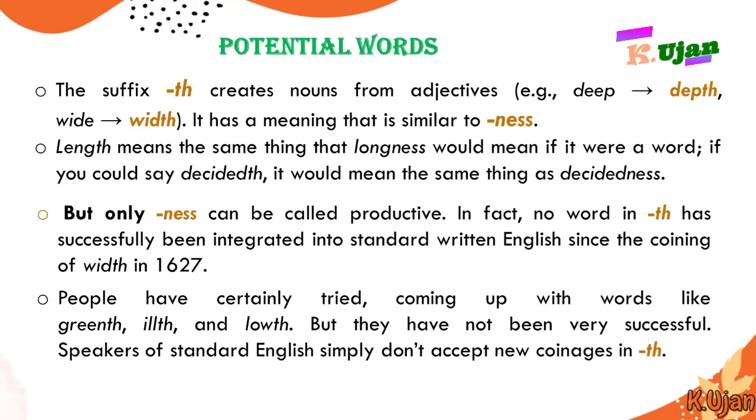However, by adding these suffixes, like -th and -ness, they have the same meaning, but -ness is more frequently used than the suffix -th. So this is known as a potential word.